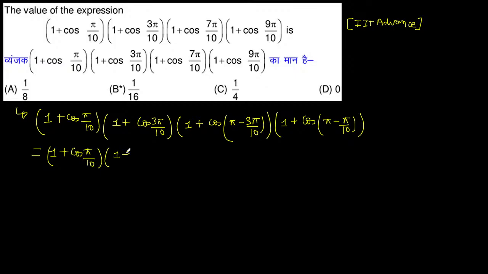This is 1 plus cos pi by 10. It is 1 plus cos 3 pi by 10. This is 1 minus cos 3 pi by 10. This is 1 minus cos pi by 10. So it is a plus b, it is a minus b. Can we say it is a square minus b square?